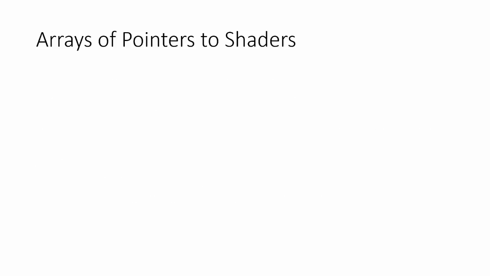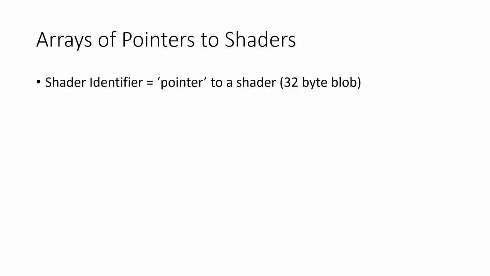So what does that look like in detail? I'm going to introduce some new terminology here. We start with a concept called a shader identifier. A shader identifier is basically a pointer to a shader. It's actually 32 bytes, which if you're used to pointers, you'll think is probably rather fat. Obviously, it contains more information than just a pointer, but conceptually, this is a pointer.